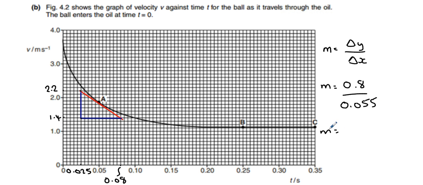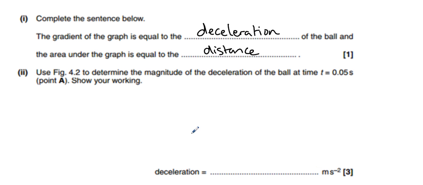Then I'll just work that out. So I've got 0.8, and then I've got to divide by 0.055, which gives me 14.5. So deceleration, so it's going to be in meters per second squared. Obviously I've got this on separate slides, so I've done the working to the side of the graph, but you'll do it underneath here. So that's 14.5 meters per second squared.